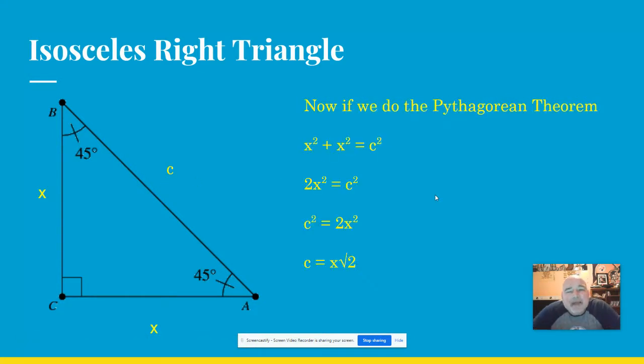Now, if we do the Pythagorean theorem, x squared plus x squared, because those are the legs, has to equal c squared. So x squared plus x squared, those are like terms. So that gives us 2x squared equals c squared. And then we take the square root of both sides, and since we don't know the square root of 2, we leave it in radical form: c equals x square root of 2.